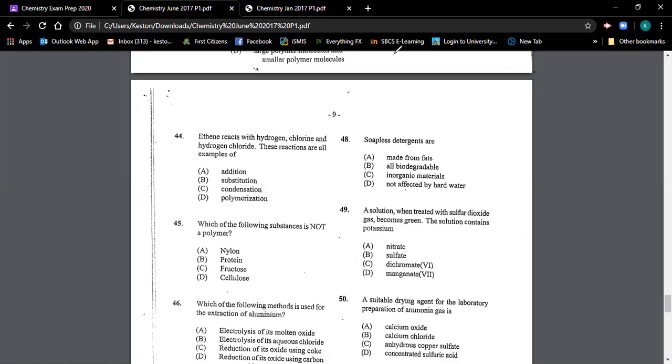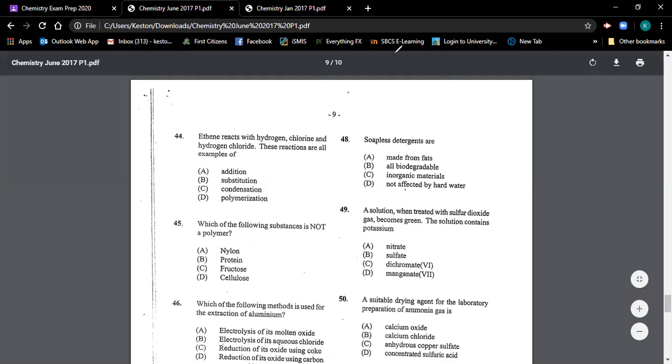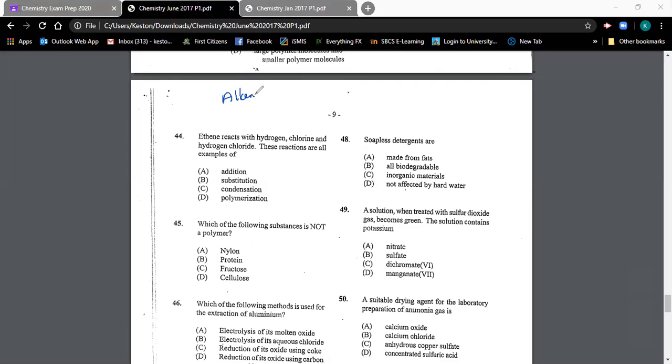44. Ethene reacts with hydrogen, chlorine, and hydrogen chloride. These reactions are all examples of, right? The double bond is broken when that happens, and they move from an alkene to an alkane or haloalkane.